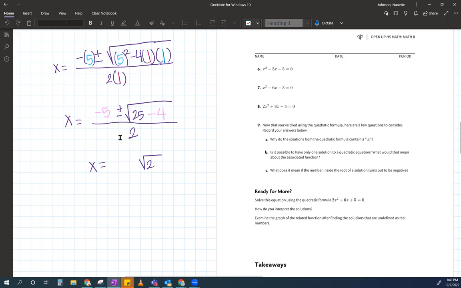Is there anything else? Can I divide -5 by 2? Everyone say no. No, don't do it, Miss Johnson. Okay, I won't do it, fine. So I'm just going to leave my answer like this.